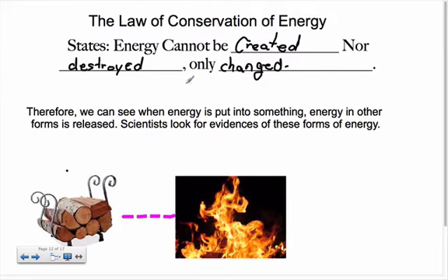Therefore, we can see that when energy is put into something, energy in other forms is released as a result. So scientists look for evidence of these forms of energy. When you do something, there's an energy that is released. It could be heat, could be kinetic, could be mechanical. All those things cause a change, or what we call a conversion of energy.